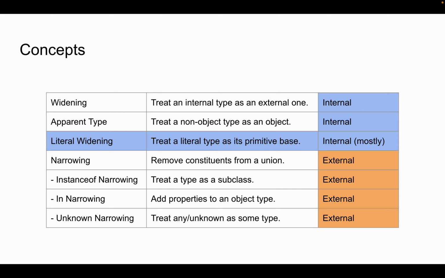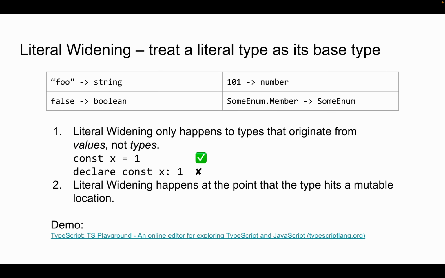All right, so next up is literal widening. It actually happens a lot more than null widening does. And I say it's internal mostly because although it usually works without you having to think about it, sometimes it is easier to use the language if you know about this concept and how to use it. So literal widening treats a literal type as its base type. And you can chain that with a parent type, obviously.